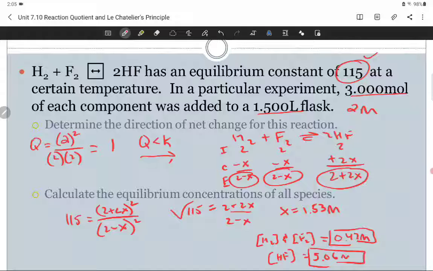Okay. Remember that if you have a large K, these changes, these x's, or in this case 2x, are going to be significant. Does 2 minus, wait a minute, sorry, 2 minus 1.53, that's a significant change. So large K's are going to give you very significant changes.